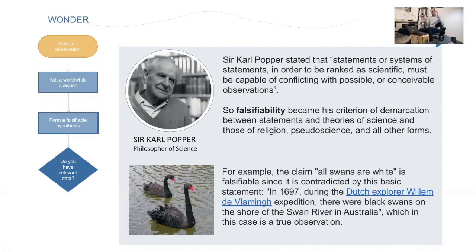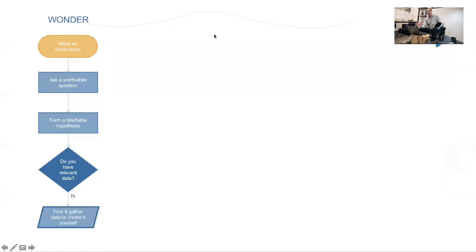So then once we have this question and this hypothesis, obviously the next question is, hey, do we have data about this or not? And sometimes we do, sometimes we don't. And sometimes if you don't, well, then what's the next step, right? If you don't have data, you need to go either find it and gather it, or you have to create it yourself.